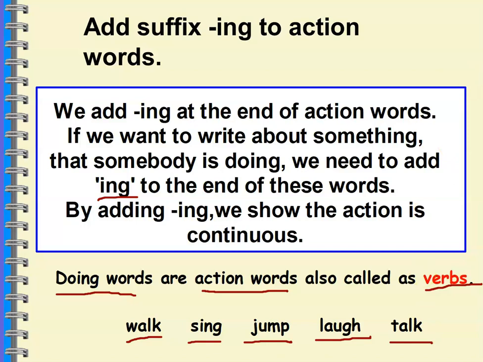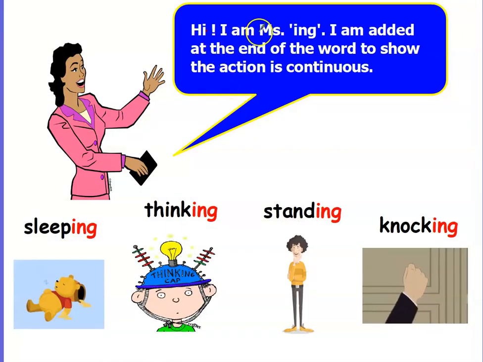Okay, let's move. Hi, I am Miss Ing. I am added at the end of the word to show the action is continuous. Who is she? She is Miss Ing. And Miss Ing's name is added at the end of the action word to show that the action is continuous. Like sleep is an action word, that is a verb, and when we add ing at the end of this verb, it will become sleeping.